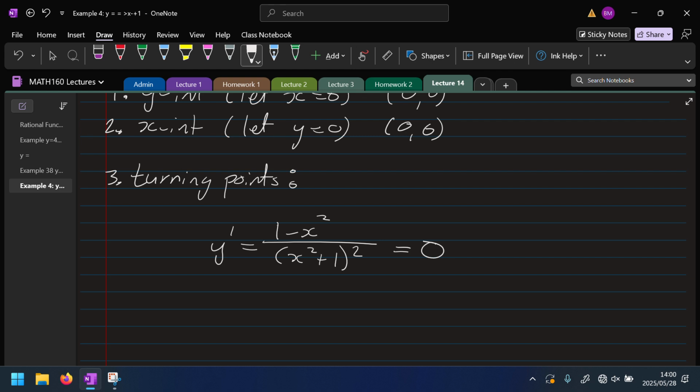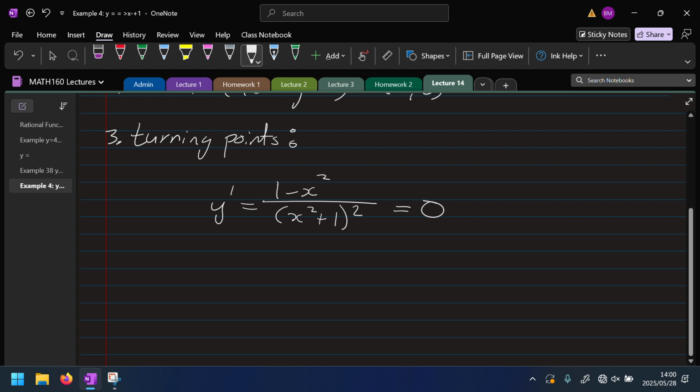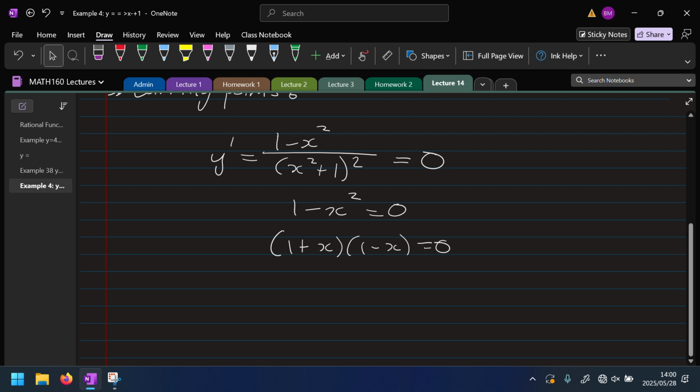The top part being 0 is easy enough to solve. 1 minus x squared is 0, so (1 plus x)(1 minus x) is 0. In the first case, we get x equals minus 1, and in the second case, x equals 1. So that's the x values done.